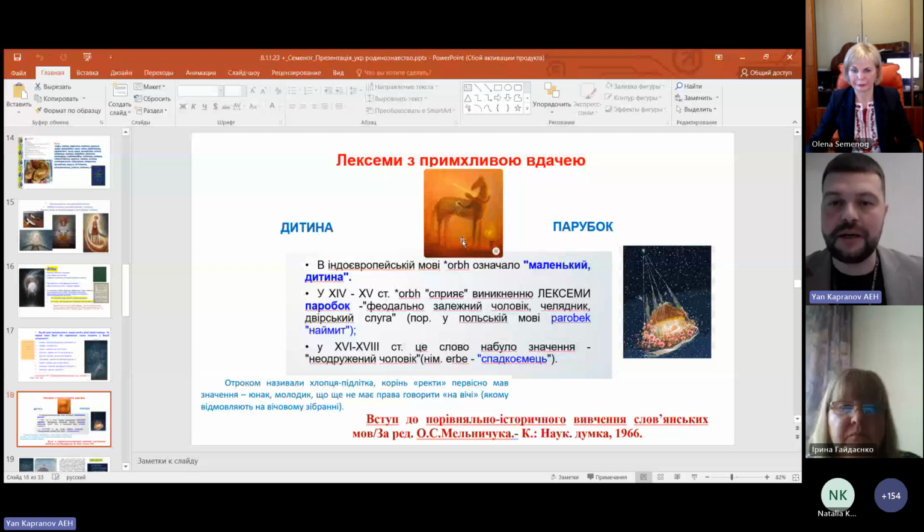Yes, parubok. And of course, all this very interesting information is represented in the introduction to the historical, comparative historical study of Slavic languages. And of course, there we can find the information about different etymologies, including the Polish one.